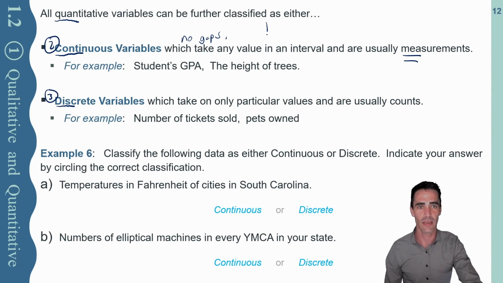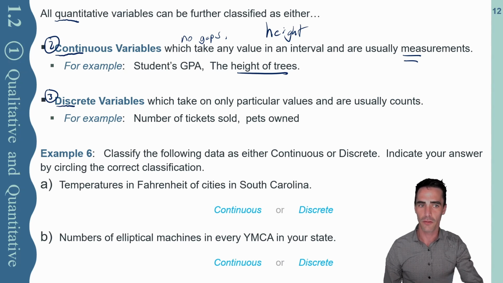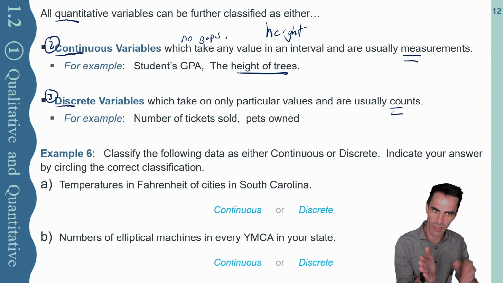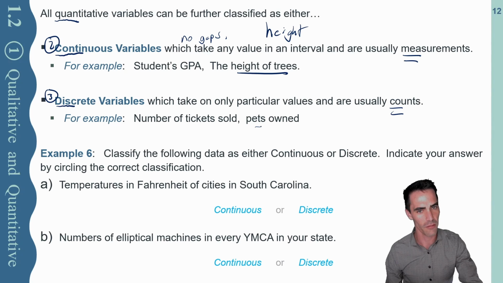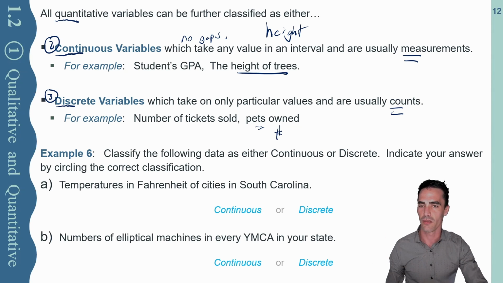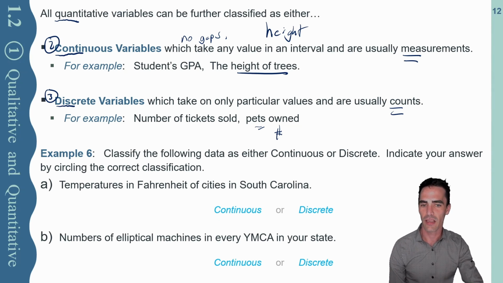Something like height is a classic example. Height of a tree, for instance, is most classic because these are things which are measured or calculated. Discrete are often things which are usually counted. For instance, the number of tickets sold, pet zone. We can't own half of a pet or somehow get incrementally close to owning 1 pet. And so, okay, pet owners, there's a number that we can count. Those are going to be discrete. Here's a little distinction example between continuous and discrete. Classify the following data as either continuous or discrete. Indicate your answer by circling the correct classification.